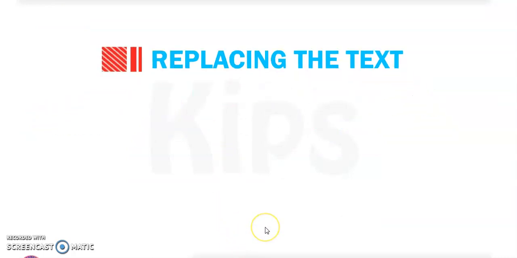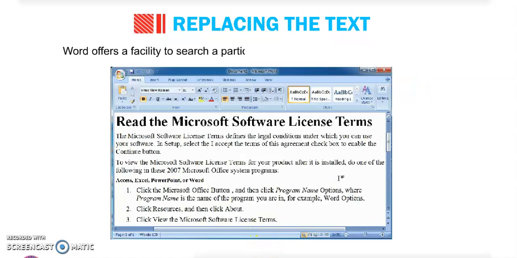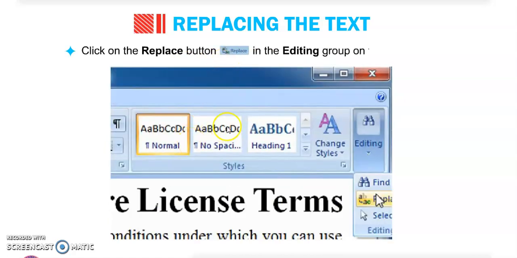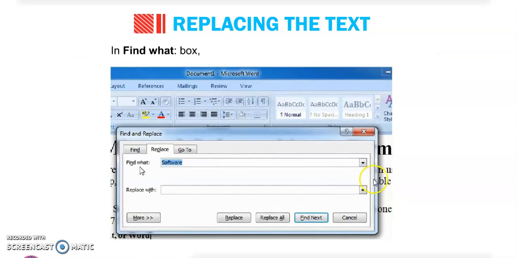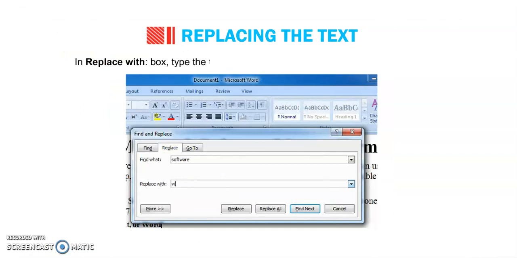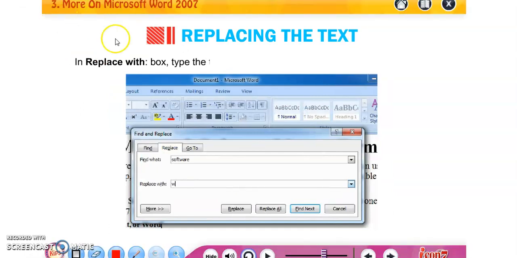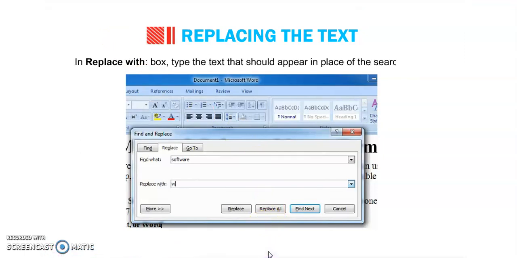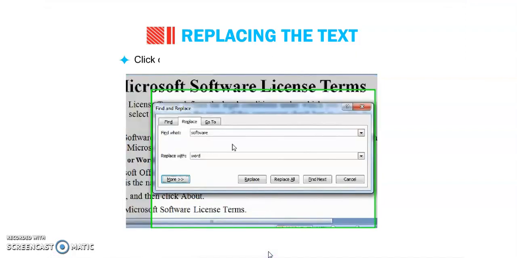Now, replacing the text. After finding the text, you may want to replace it with the correct spelling or word or another word, so we can easily replace that also. Word has a facility to search a particular word or replace it with a new word. To replace text, follow the given procedure. Click on the Replace button in the Editing group. There is the Find also there. In the Find what box, type the text that you want to search. In the Replace with box, type the text that should appear in place of the search text.